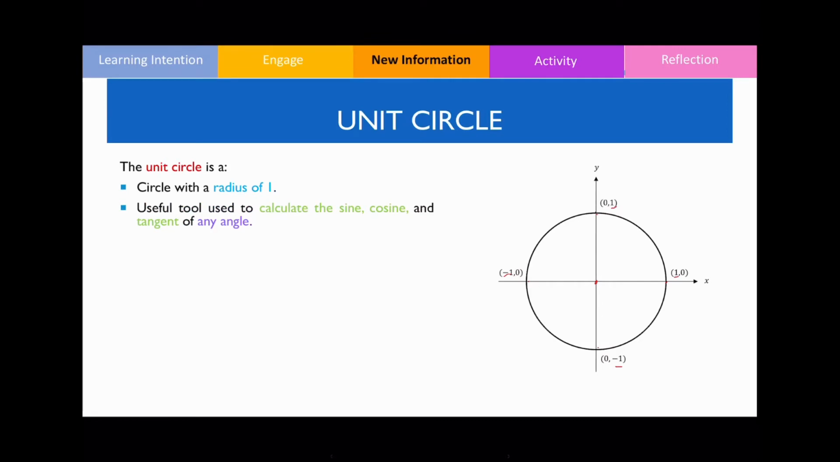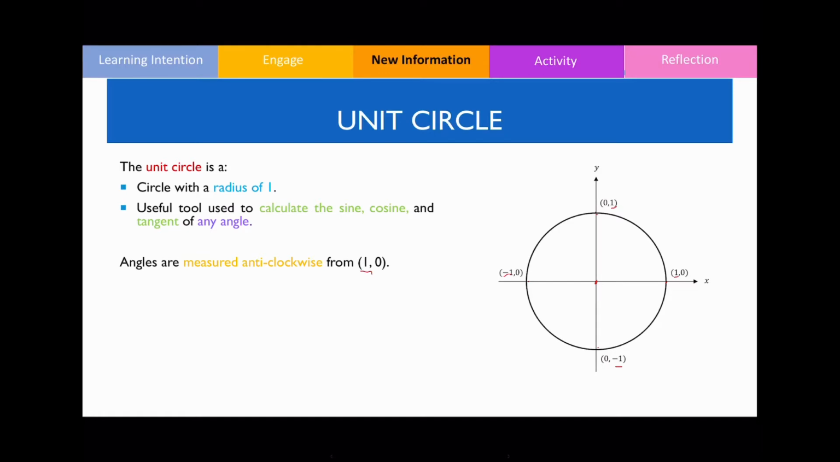The reason why the unit circle is so useful for maths is because we're able to calculate and find out the size of the sine, cosine, and tangent of any angle. We're not going to be looking at it in this particular lesson, but in future lessons, you'll see what I mean by this.